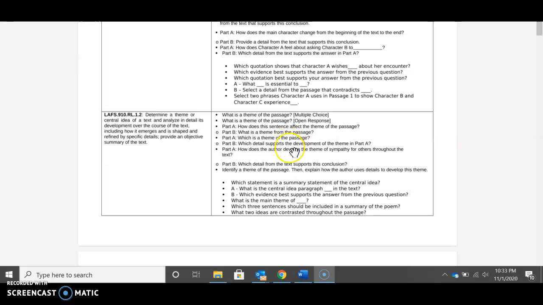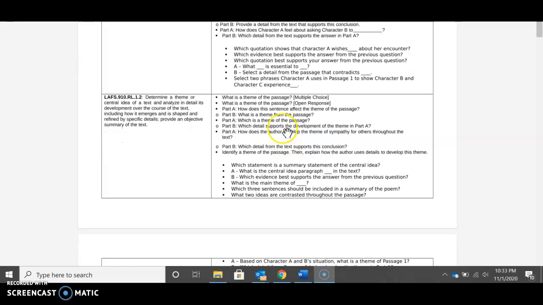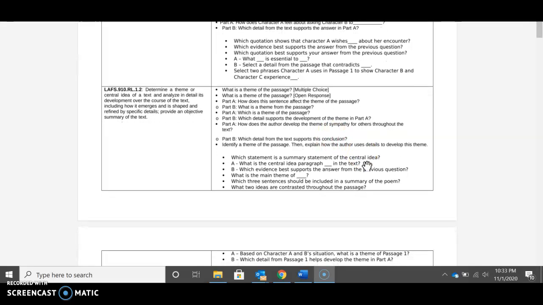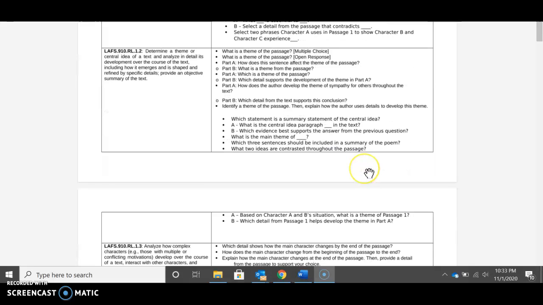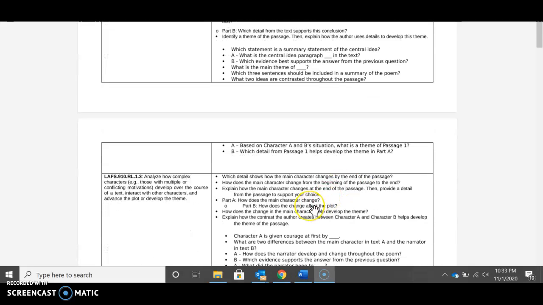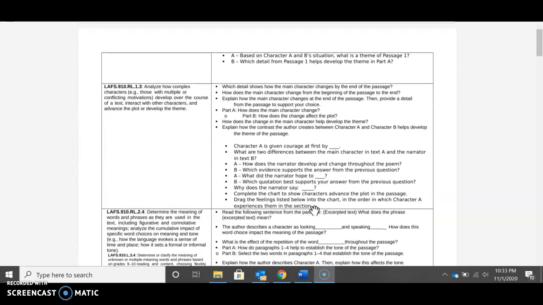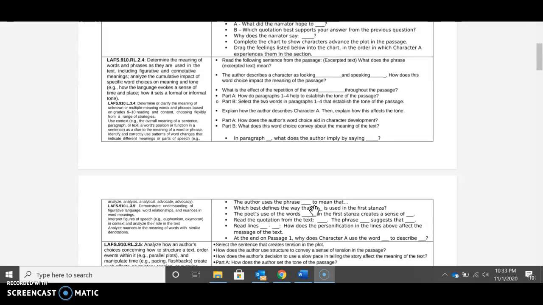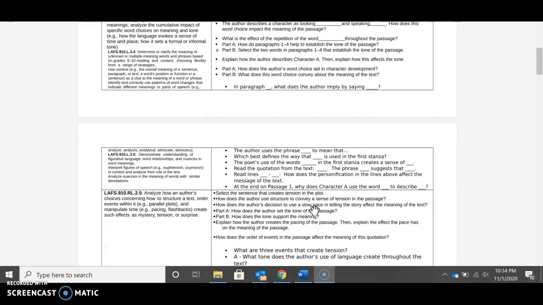We talk about theme. We talk about details supporting the development of the theme. We've talked about how the characters can push the plot along. We've discussed the central idea. So just look at those and we'll go over them in class just to make sure you're prepared for what's going to happen on Tuesday, Wednesday, and Thursday, which is testing. So we will be testing in class. So we'll be comfortable in our own class, testing on Tuesday, Wednesday, and Thursday.